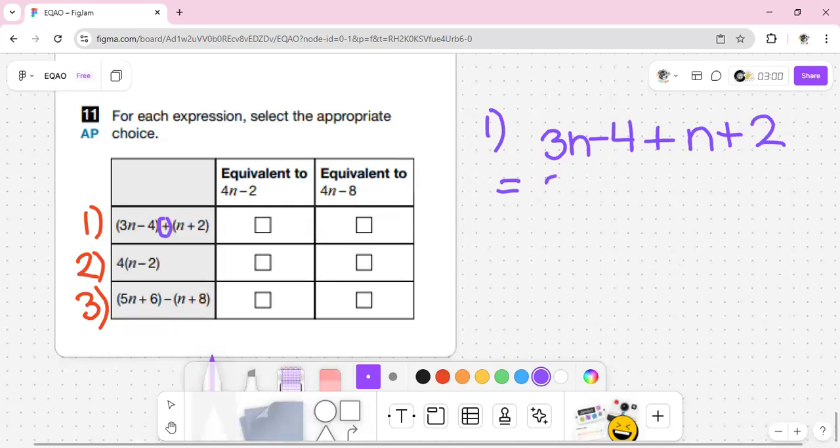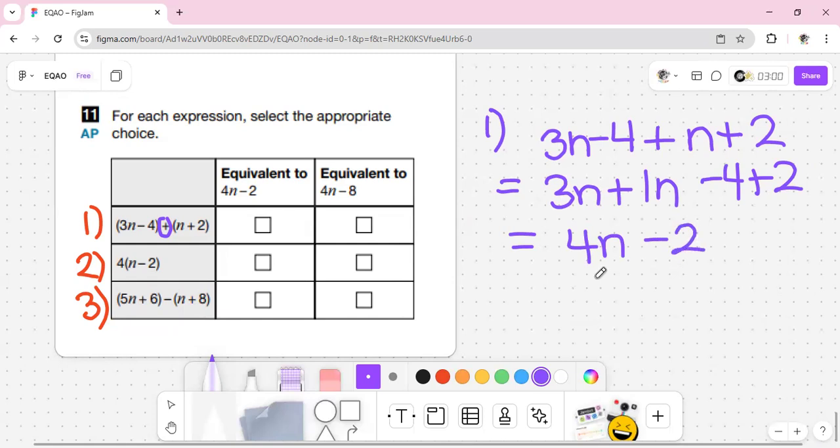So I'm going to choose to write the like terms next to each other. So 3n has to be combined with 1n, and negative 4 has to be combined with positive 2. When I combine the like terms, I'm going to get 4n. Negative 4 plus 2 is a negative 2. So number 1 is equivalent to the first column, 4n minus 2.